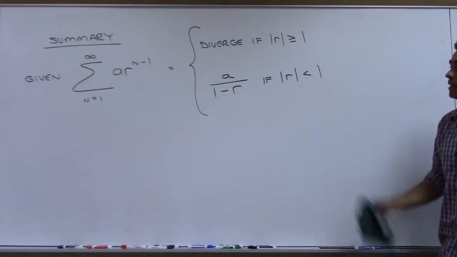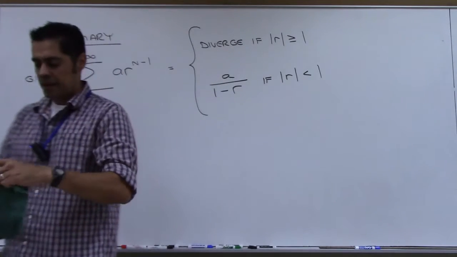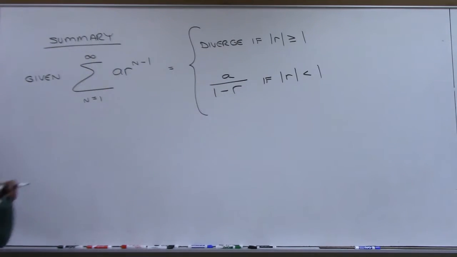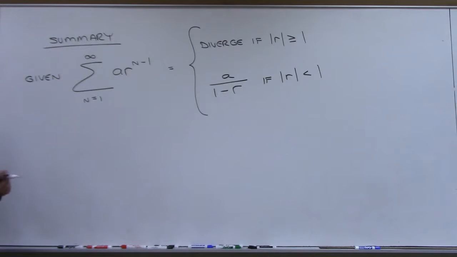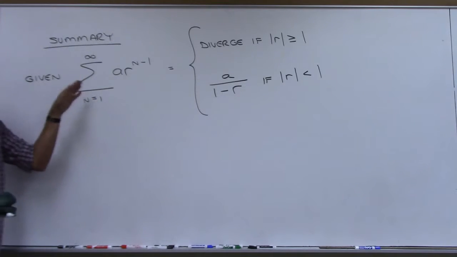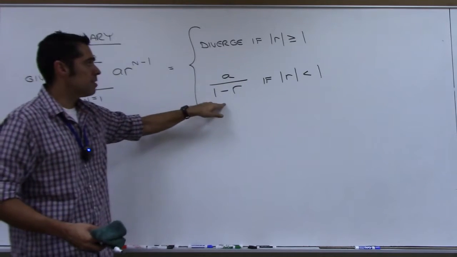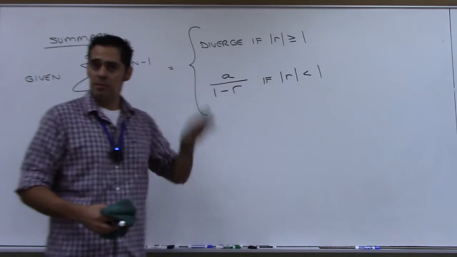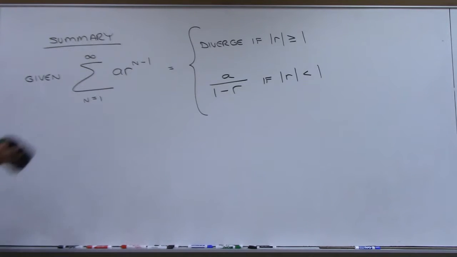All right, that's it. That's the formula. Now let's see this in action, all right? Look, there's very few series that we can actually find the sum of. What I'm telling you is that this is a series we can actually find the sum of. Someone gives you a geometric series and the absolute value of r is less than 1, we can actually figure out what it adds up to.